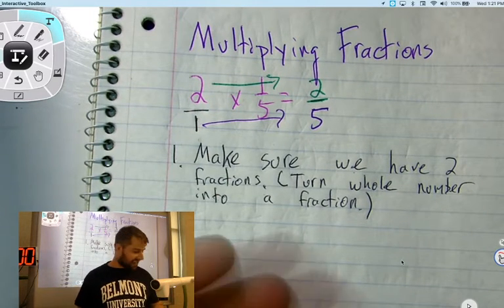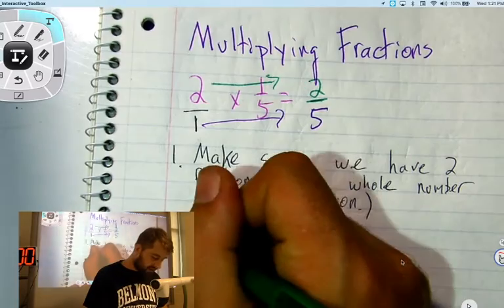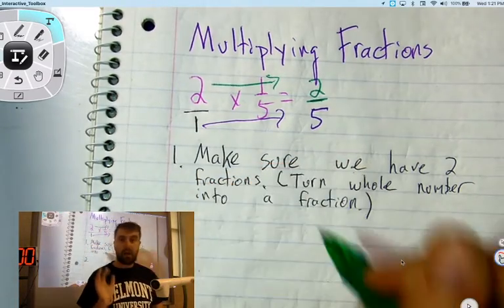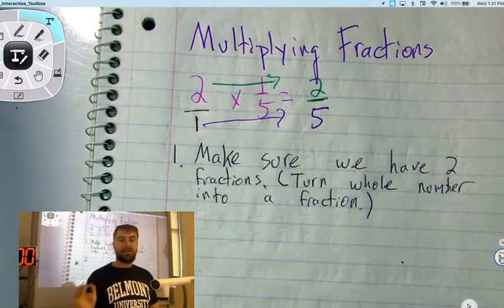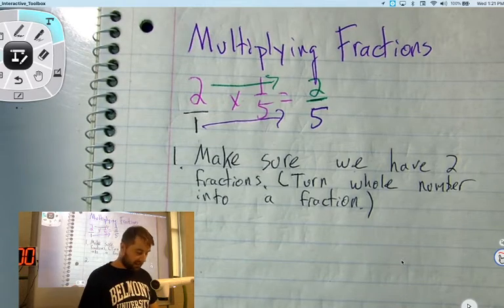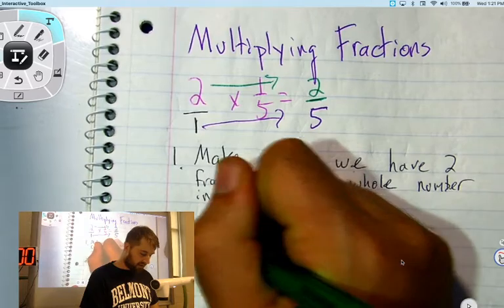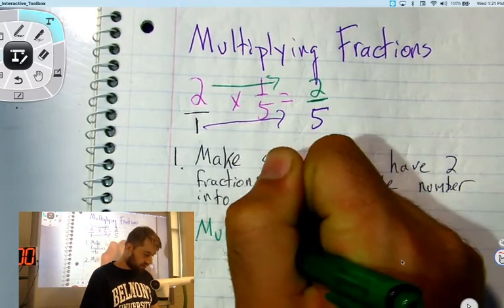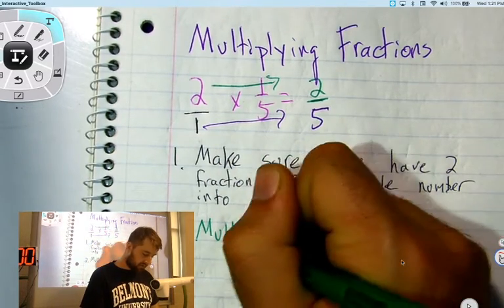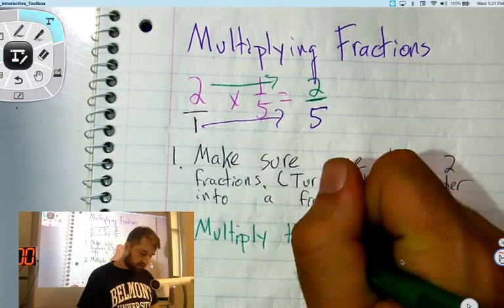Our second step was to multiply the numerators. And as always, pause this video as much as you need to or want to. It is yours to do what you want with it. But our second step is to multiply the numerators. Those are the 2 top numbers. Multiply the numerators.